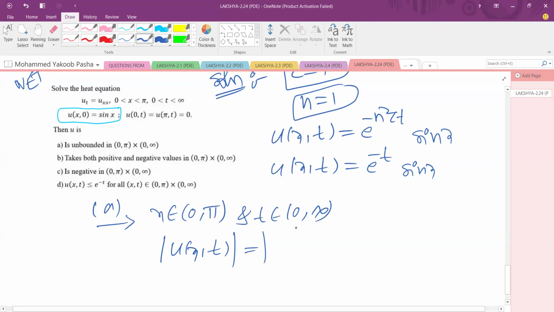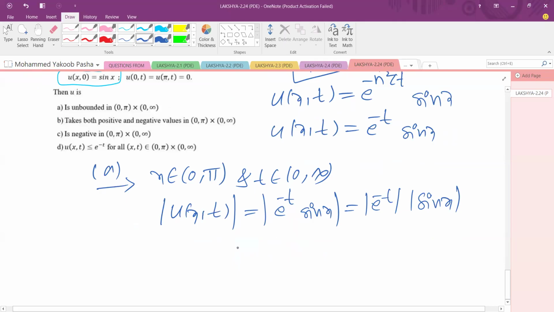So my u of x, t is e power minus t into sin x. Apply the modulus. So this is modulus of e power minus t and modulus of sin x. As we know, modulus of sin x is less than or equal to 1. So this is less than or equal to e power minus t. No need of modulus because exponential is a non-negative function. So modulus of u of x, t is less than or equal to e power minus t.